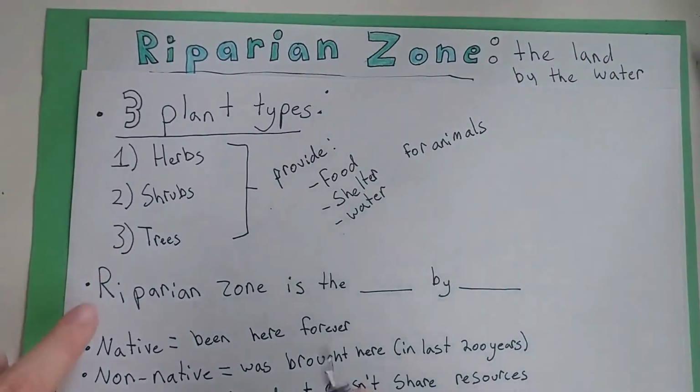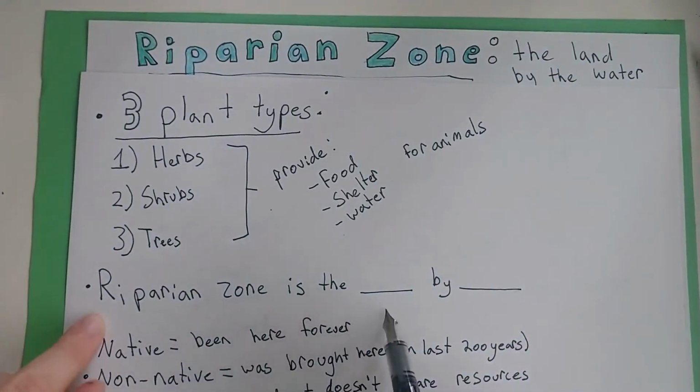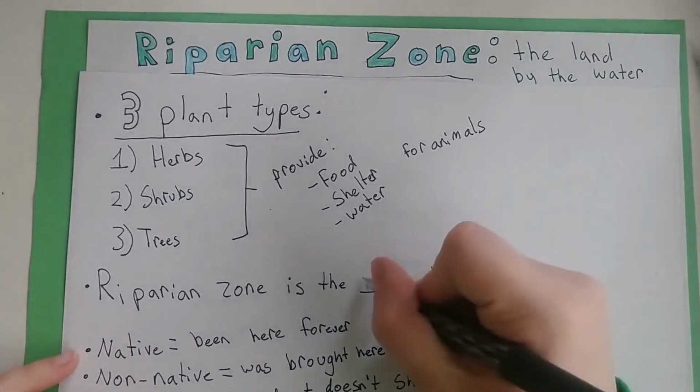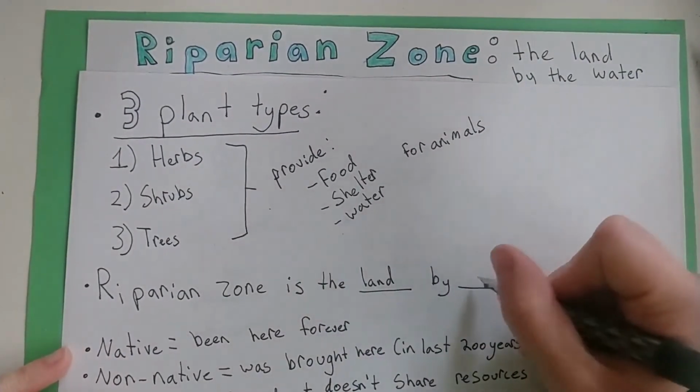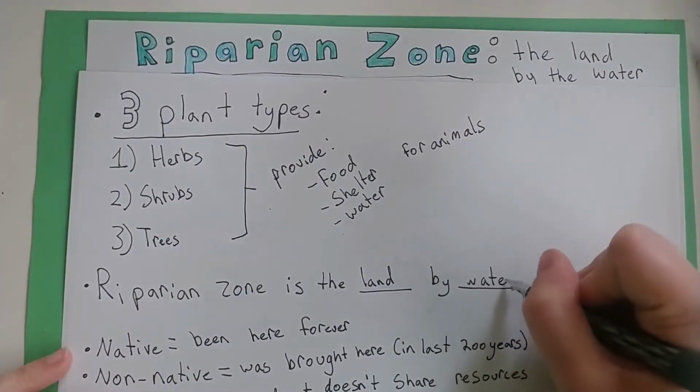Something else, the riparian zone is the land by the water.